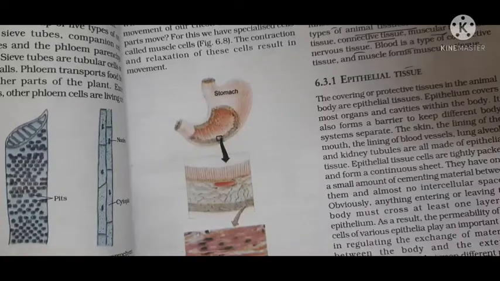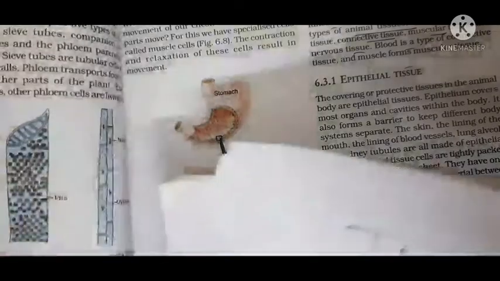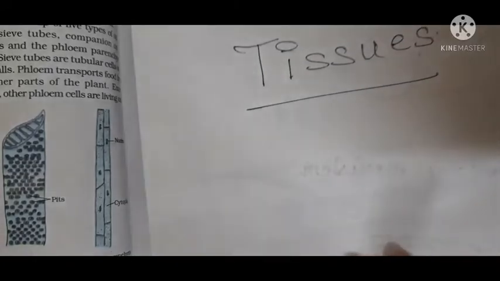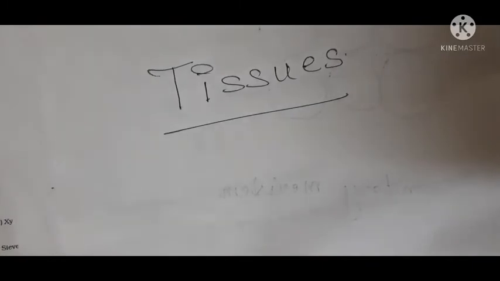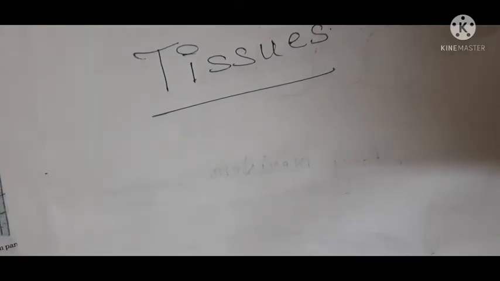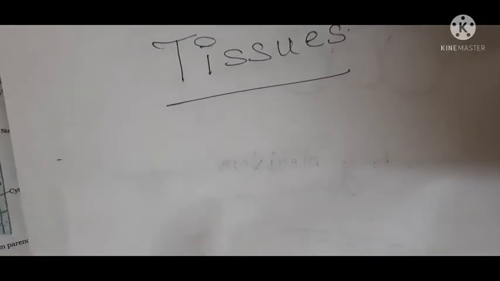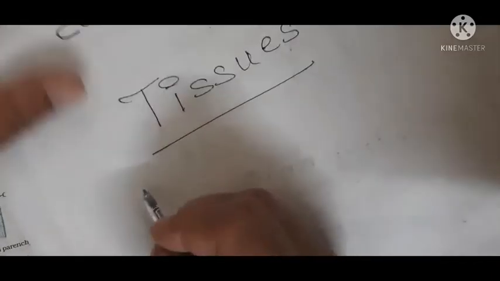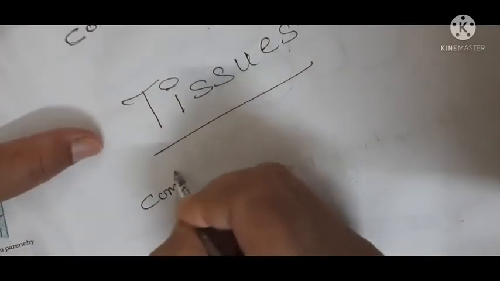You all know that there are two types of tissue. One is simple permanent tissue, another one is complex permanent tissue. So you all know what is a simple permanent tissue. In simple permanent tissue, only one type of cells are present, like sclerenchyma, collenchyma and parenchyma. Now other than simple permanent tissue, there is another type of tissue which is called complex permanent tissue.